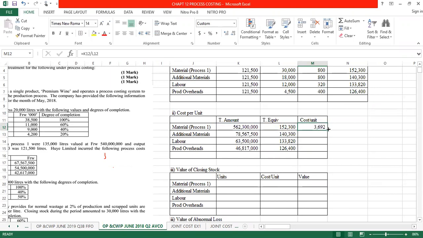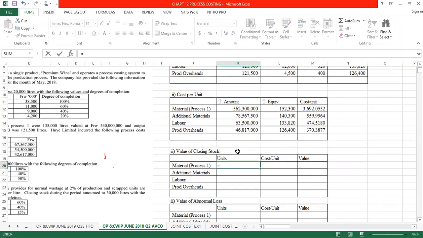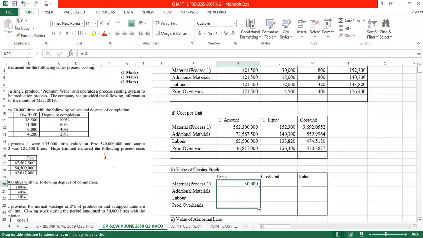So it gives you 32, 62, blah, blah, blah, you get. And let's see if they were rounded off. Yeah, they were rounded off. So we agreed that we be consistent to 4 decimal places if they are. So what are the units of closing stock? The units of closing stock are 30,000. So I'll just scroll that, 3018. So I bring it down there. Cost per units are those ones.